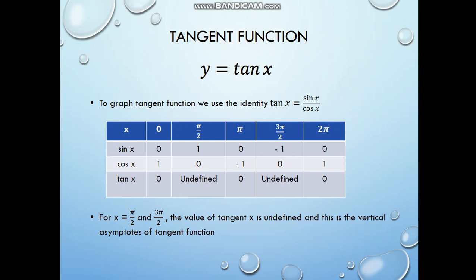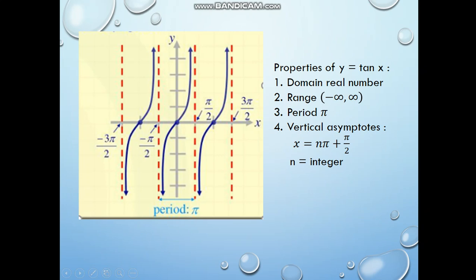Okay, as you can see, for x equal pi over 2 and 3 pi over 2, the value of tangent x is undefined. This is what we call the vertical asymptote of the tangent function. Okay, if we add more values of x and get more values of y, then we could get a smooth curve of the tangent graph like this one.